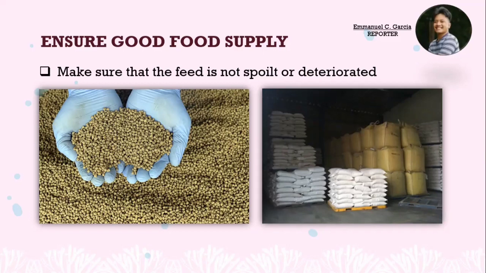Ensure good food supply. Make sure that the feed is not spoiled or deteriorated. So here are the points. Avoid low quality feeds and poor storage. Upon arrival in the farm, feed should be segregated according to the production batches. Older feeds should be withdrawn first.